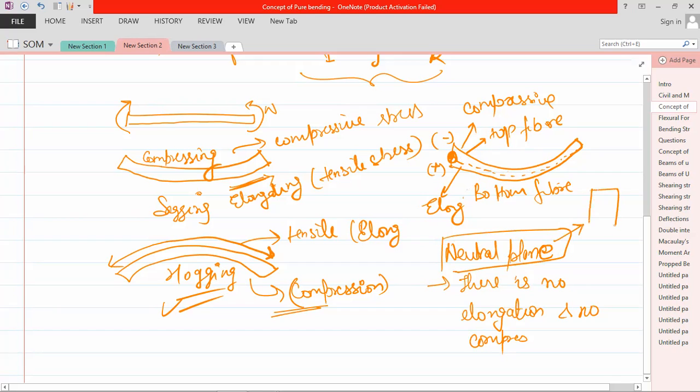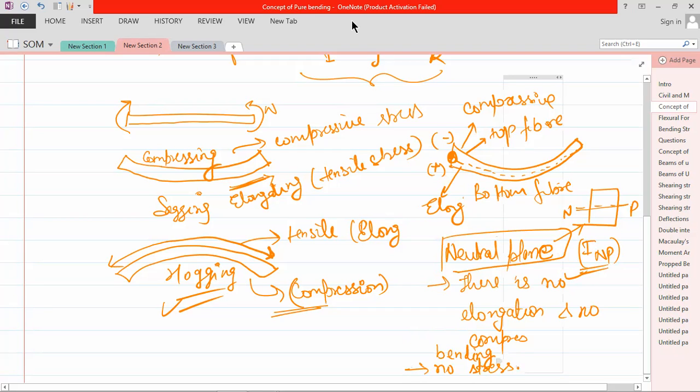Suppose this is a cross section of this beam, and this is the neutral plane. If you cut it like so, the moment of inertia needs to be obtained along the neutral plane only. That's why the concept of neutral plane is important. At the neutral plane, there is no elongation and no compression, and if there is no elongation or compression, there is no stress, no bending stress, to be precise.